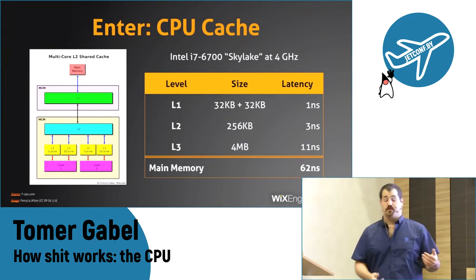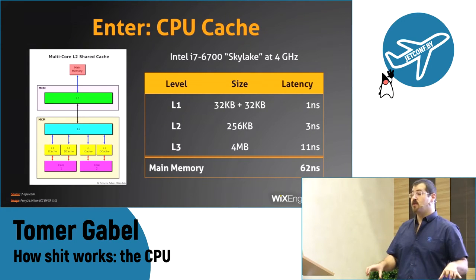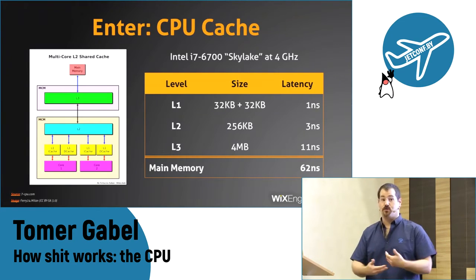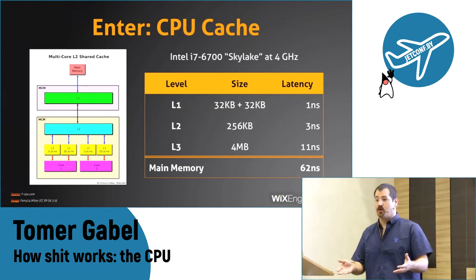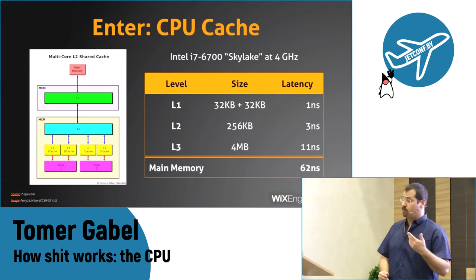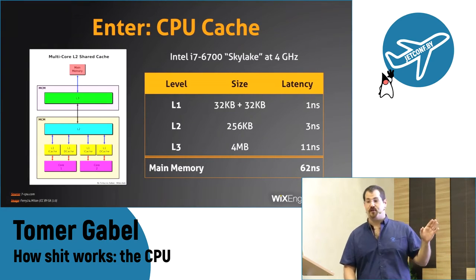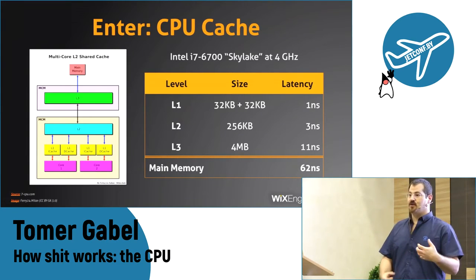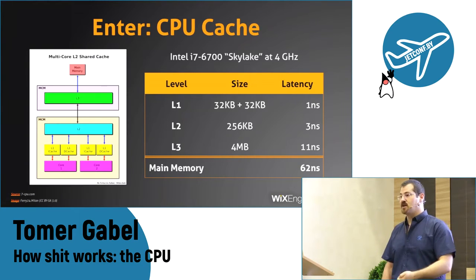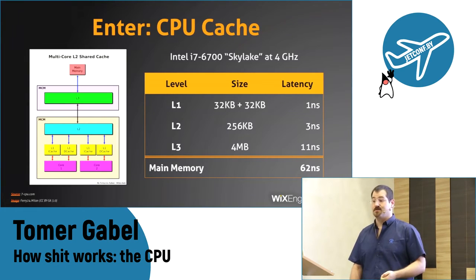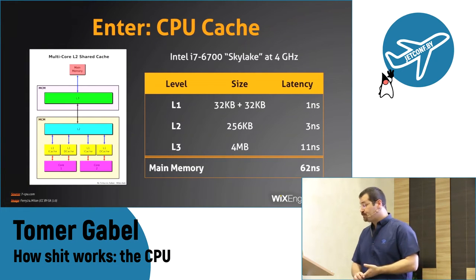Level 3 cache for modern CPUs is typically shared between the CPU cores, which means that there needs to be some synchronization protocol to actually access it, same as you would have with shared memory between multiple threads. It's 4 megabytes in size for a modern CPU and takes 11 to 20 nanoseconds to access. And all of that is there so that you don't actually have to spend 60 nanoseconds to go to main memory every single time you do a memory access, because that is slow.